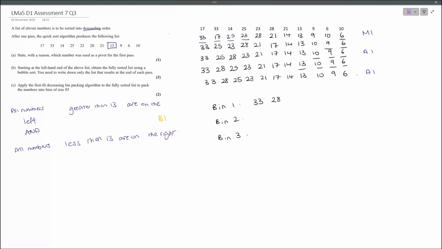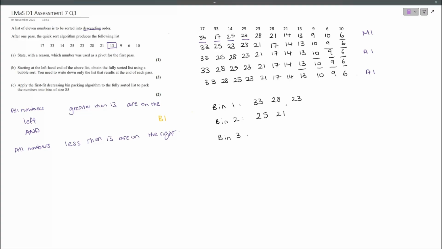Does 25 fit into bin 1? Well, I've currently got 61 in bin 1. If I add 25, that's going to give me 86, which is greater than 85. So 25 doesn't fit in bin 1, but it does fit into bin 2. Does 23 fit into bin 1? It does. That's going to have a total of 84. Does 21 fit into bin 1? No. Does 21 fit into bin 2?